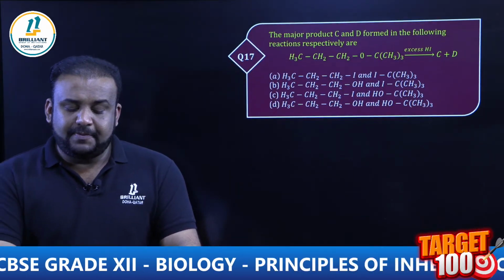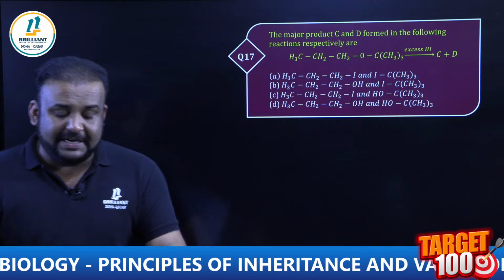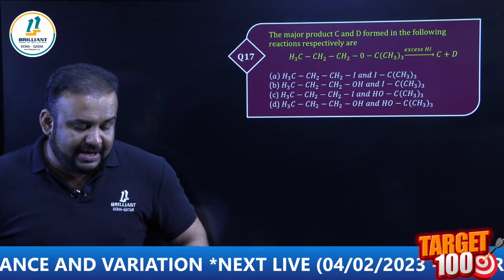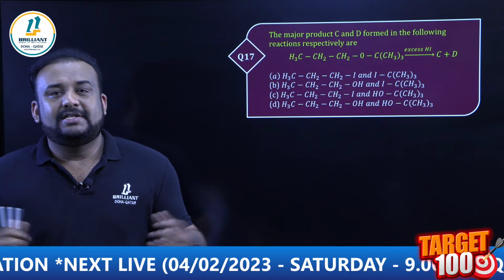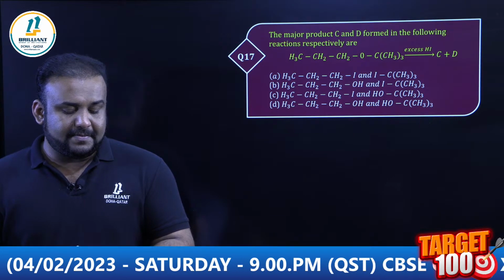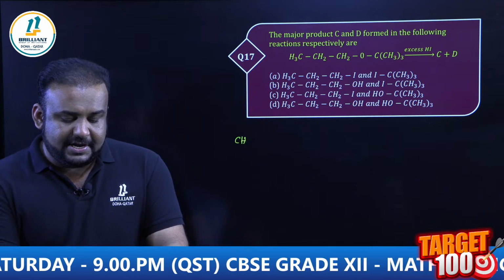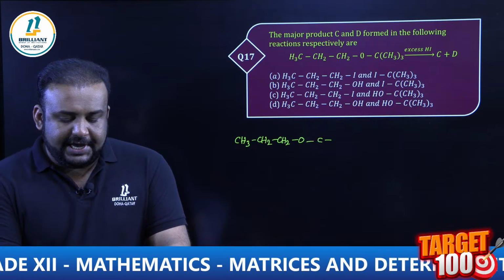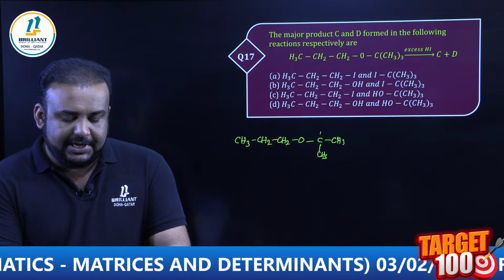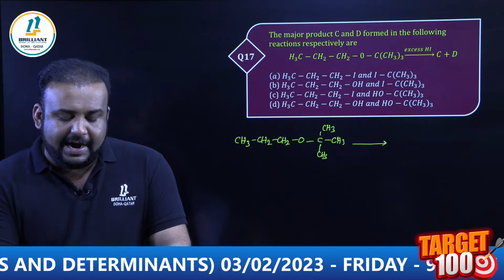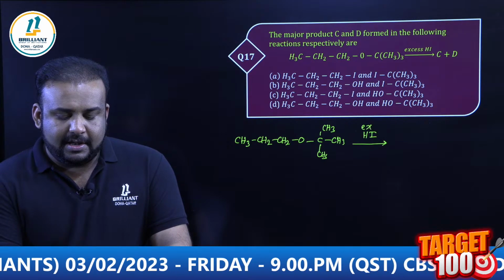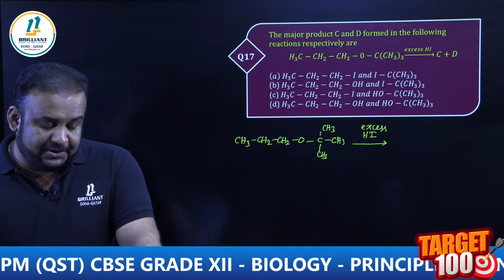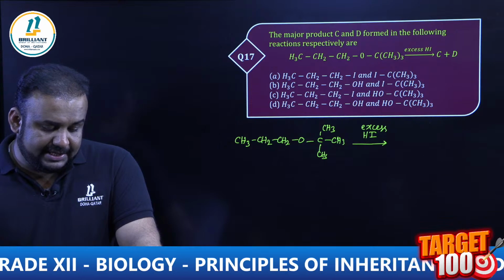Next one. The major products C and D formed in the following reactions respectively are, again it's a breakage of ether, right? So I think you can answer this. Tell me the answer quickly. I'll just expand the structure here: CH3CH2CH2O C(CH3)3, and you are adding excess HI. Okay, so option B is the answer that many are saying.